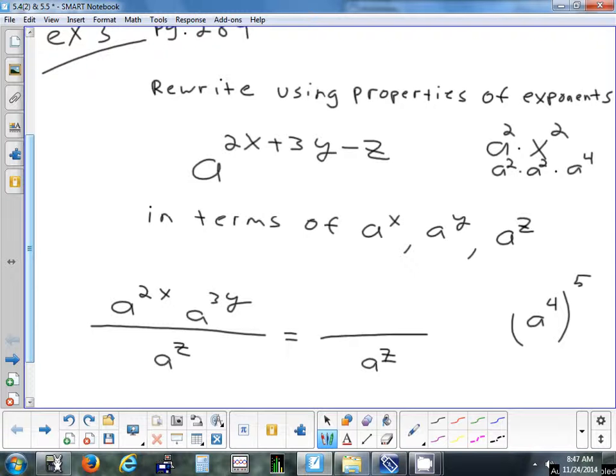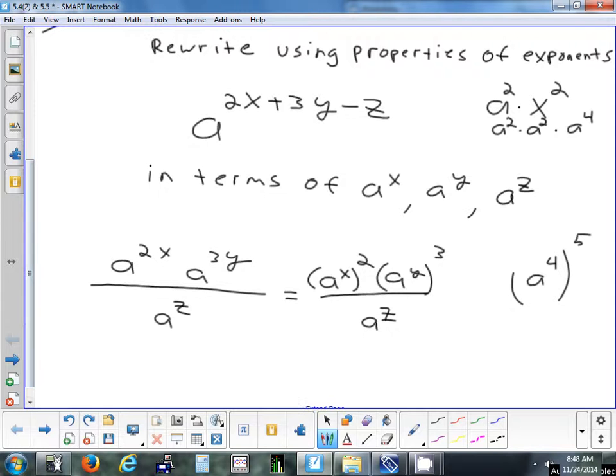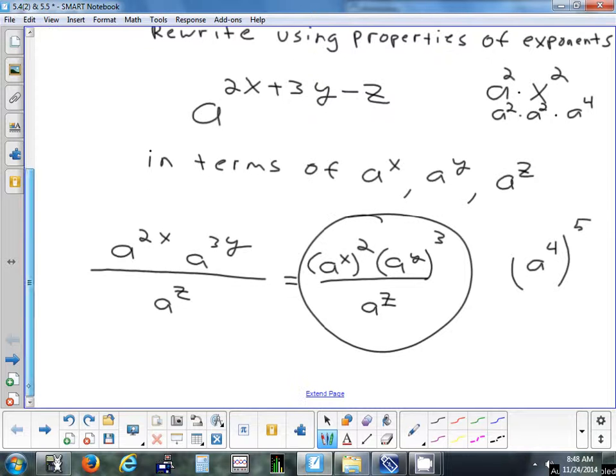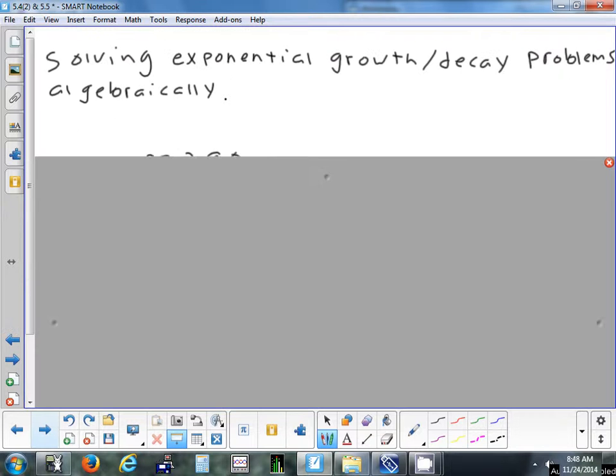All right. So how would you write a to the 2 times x? Yeah. A to the second to the x. You could do a to the 2nd to the x, or if we write it the way they want it, in terms of a to the x, you square a to the x, you cube a to the y, and you divide it all by a to the z. And that's it. So we've rewritten it in terms of a to the x, a to the y, and a to the z. Any question on that? All right, so just trying to get back in the swing of using our rules of exponents, since it's been a little while.